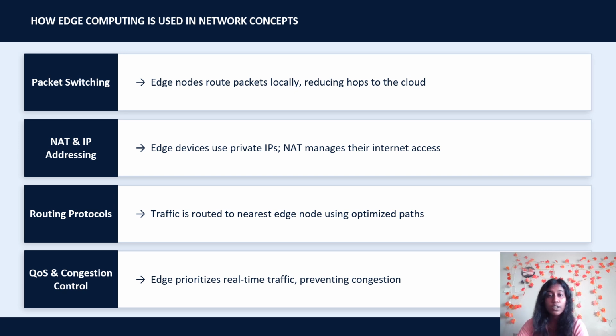The congestion control techniques are traffic shaping, packet scheduling, and buffer management. This prevents network overload and maintains a consistent performance, hence ensuring that the process works smoothly.